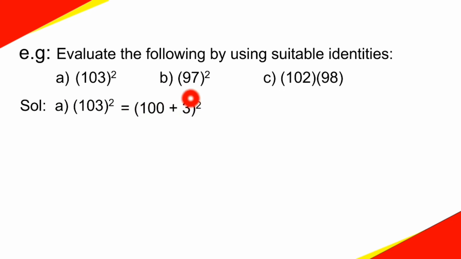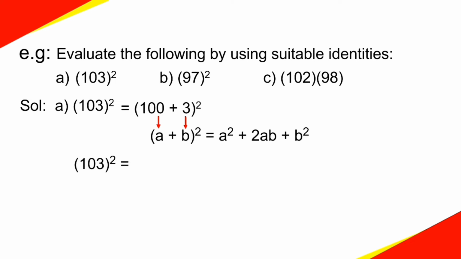Now it is in the form of one identity. What is that identity? Right, that is identity number 1, that is (a + b) whole square is equal to a square plus 2ab plus b square. Now once we compare it, a is equal to 100, b is equal to 3. Now substitute the a value and b value in the form, then what can we get? Right, 103 whole square is equal to 100 square plus 2 into 100 into 3, where the a value is 100 and the b value is 3.